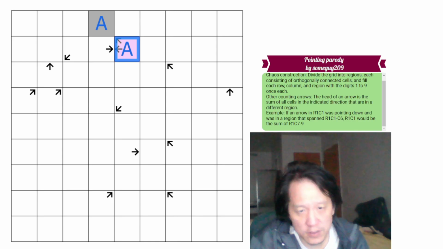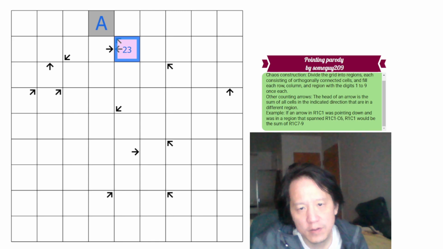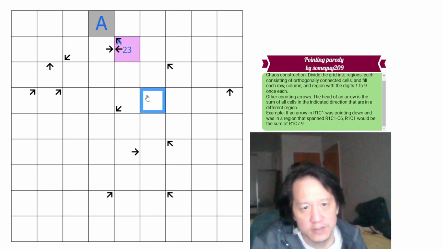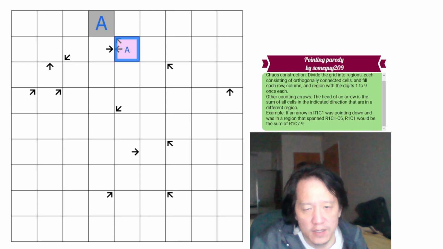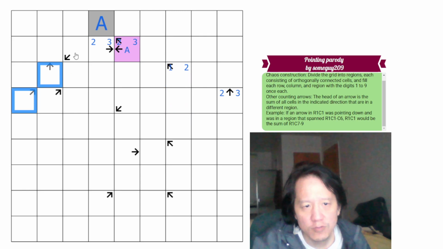Okay, so let's say what these are counting. This is counting 2 or 3, and it's also A. Let's do it the other way. This is A, and it's counting 2 or 3. This is also counting 2 or 3. This is counting 2 or 3. This is counting 1 or 2. This is counting 1 or 2. Oh, this has to count 2. So this has to count 2.